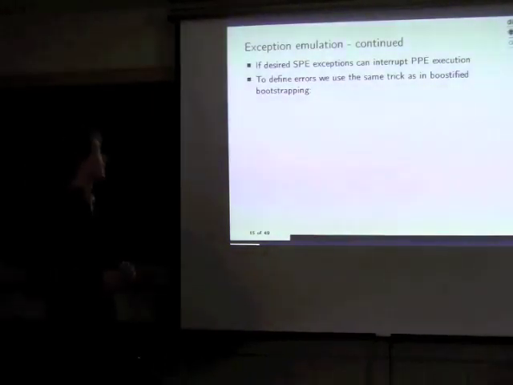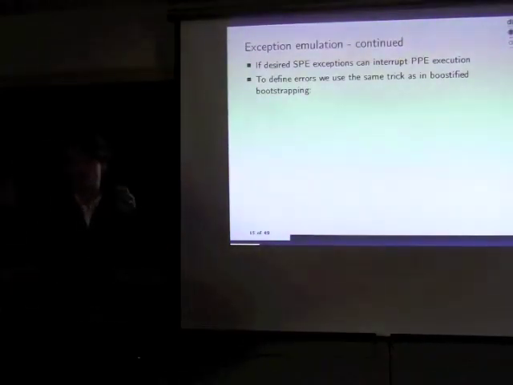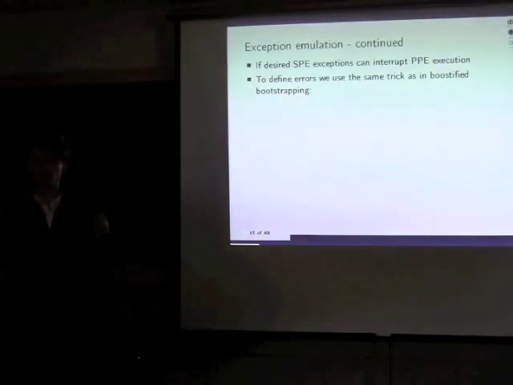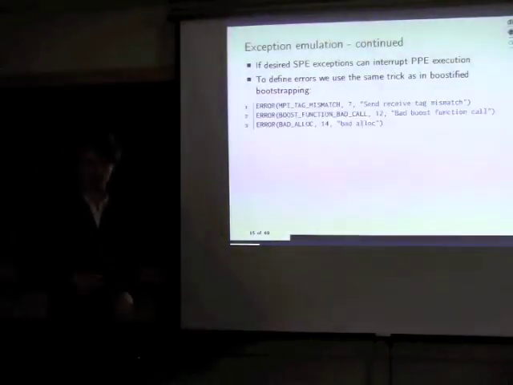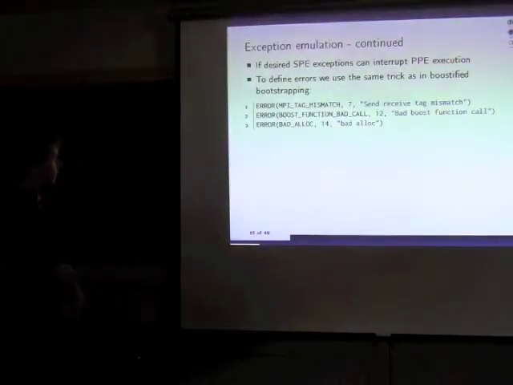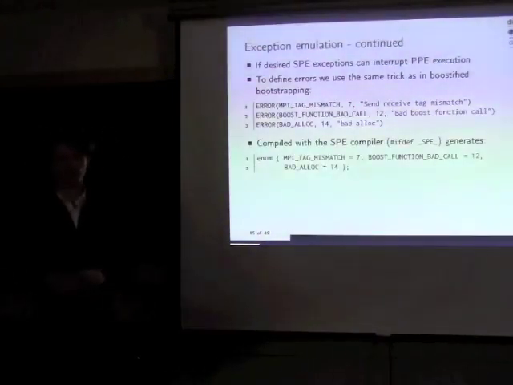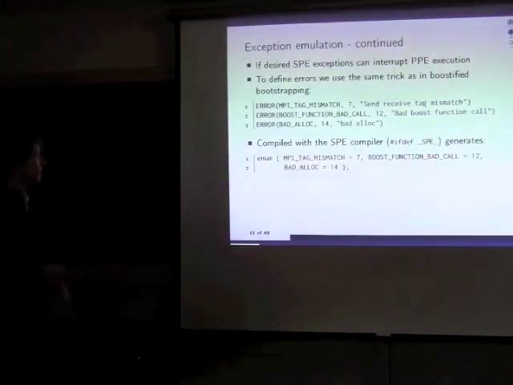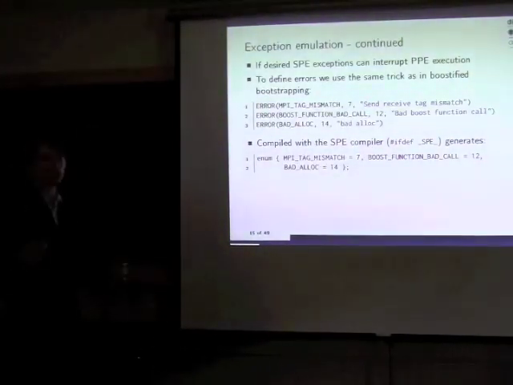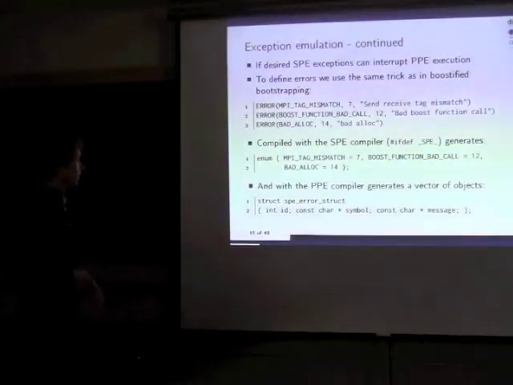And to define the errors or exceptions, we use the same trick as we used for the bootstrapping stuff, where we have one line of code and compile it with two different compilers, and the code generated will be vastly different. So we have a macro that's called error, and that allows us to define an error. Here's an error code, here's an error symbol, and here's a string that describes the error. When we compile this on the SPU, something like this will be generated. It doesn't have the string included, because the string is of course overhead. And on the PPU, we'll generate something like this that contains the symbol, the message, and the ID.